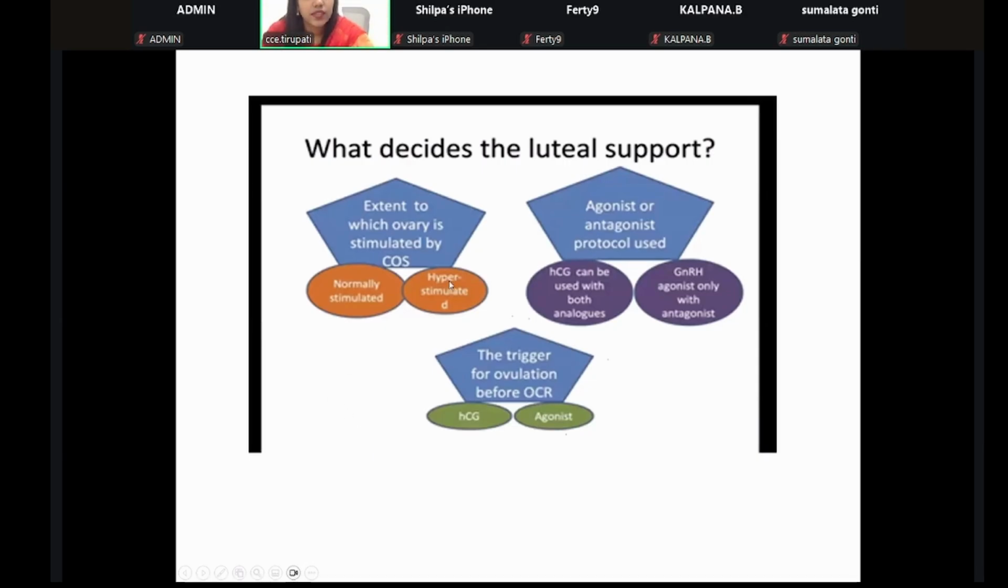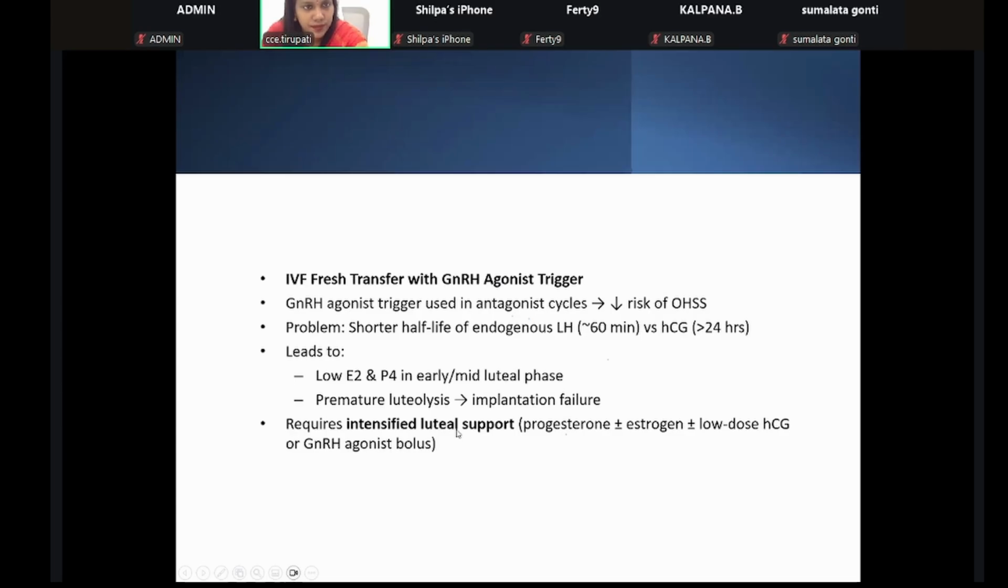So what decides the luteal phase support? What to give, and whether we need to give more or less? How will we get to know? It depends on whether it is a normal cycle or a hyperstimulated cycle, whether we have used an agonist protocol or antagonist protocol, and the type of trigger used, whether we have given an HCG trigger or agonist trigger. Basically, LPS depends on all of these factors.